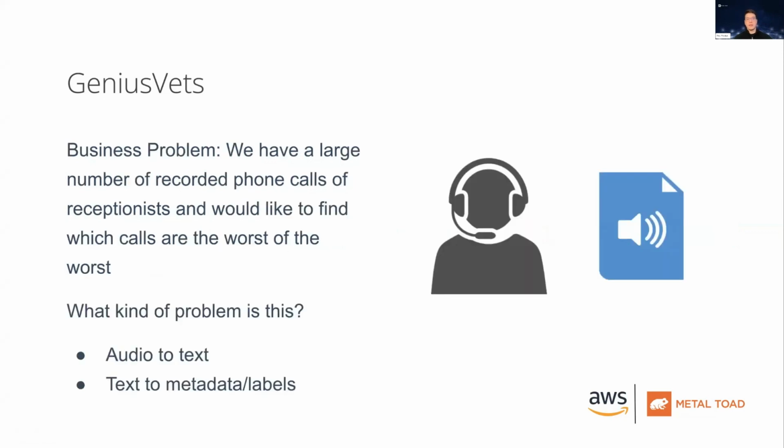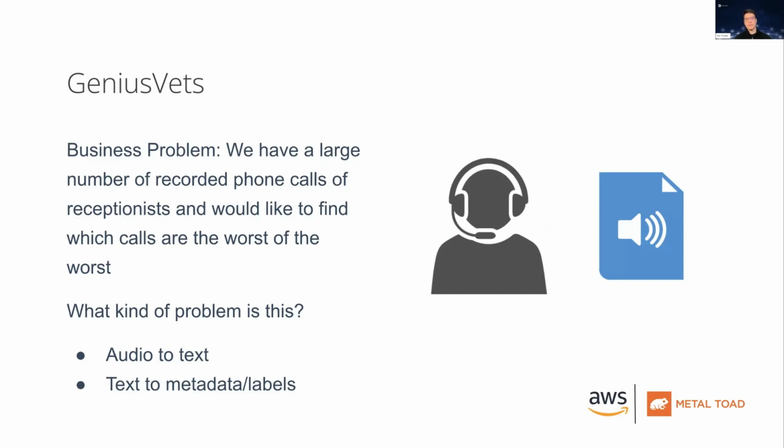Genius Vets came to us with the following business problem. They came to us with a large number of recorded phone calls between a veterinarian receptionist and their callees, and they wanted to know more about these phone calls. They want to know which ones are the worst in quality so that they can use those for training purposes and also improving customer experience. To understand which calls are the worst of the worst, they'll need an analysis of each call to truly understand them. So we framed this business problem into the following two problems.